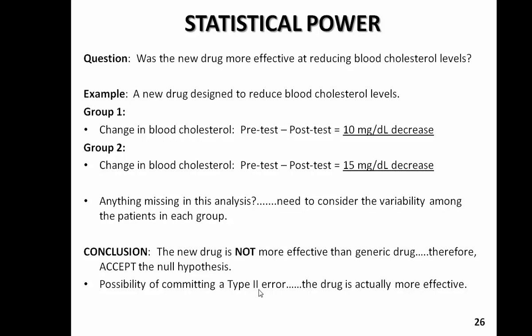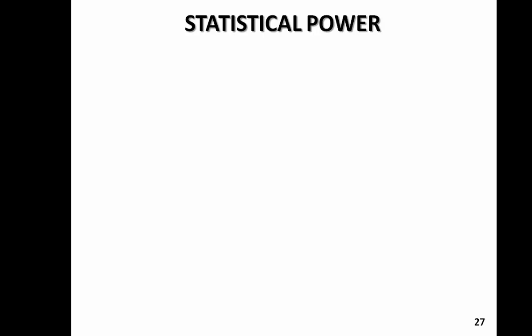And the level of risk is much lower for a type 2 error than it is for a type 1 error. And so in this statement here, if we commit a type 2 error, the drug is actually more effective than the generic drug. And so statistical power relates to the ability of stating that there is a significant difference between two or more groups when a difference actually does truthfully exist. But there are factors that do affect statistical power.